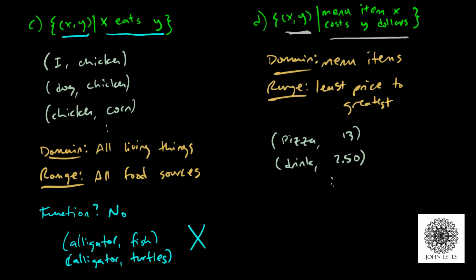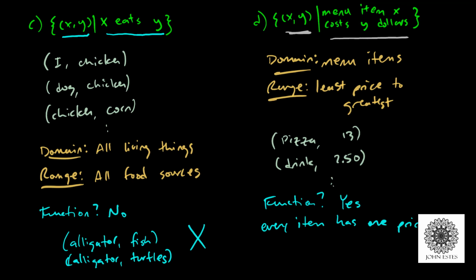Okay, now is this a function? I'm going to say yes. I know we're going to ignore market value prices or the difference between a lunch and a dinner menu. We're just looking at one menu. Yes, every item has one price. So there's an example of a function.